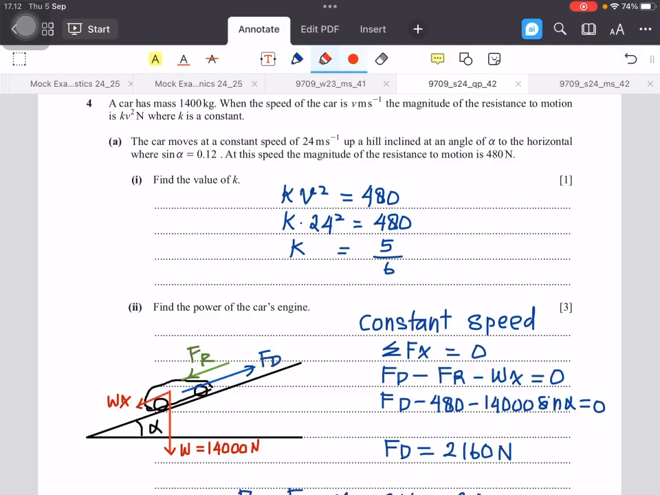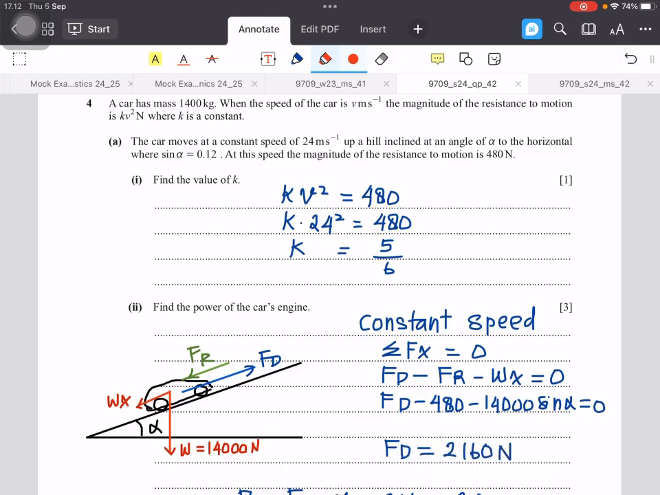So the driving force minus the resistance is given from the question. It is 480 Newton. And then Wx is W sine alpha. Sine alpha is 0.12. So solving this equation, we can find that the driving force is equal to 2160 Newton.